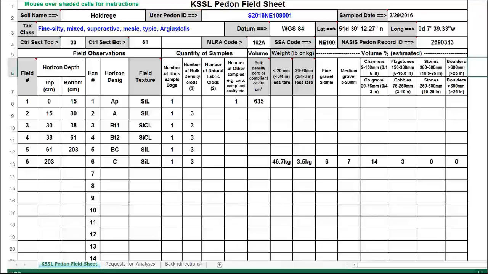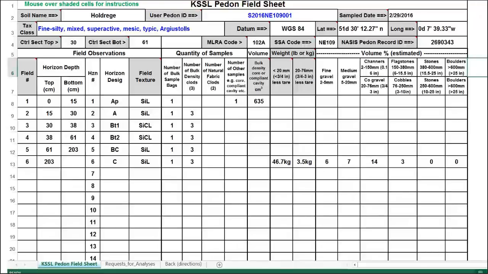User pedon ID. This is a very important piece of information. This is the NRCS user pedon ID, and it needs to conform exactly to the format for that, which is also in the red pedon description book. The letter S for sampling, the year, the state abbreviation. The next three are the county FIPS code, and the final three are the sequential number of that pedon sample, of the number of pedons sampled during the year.